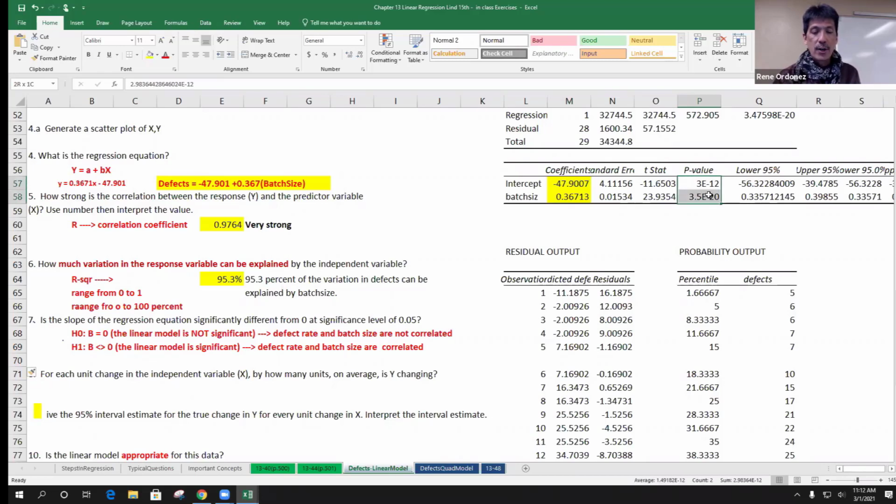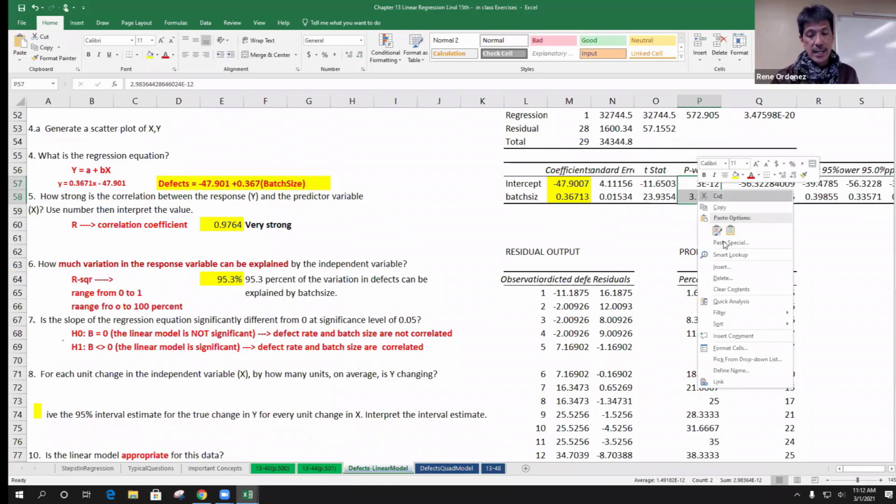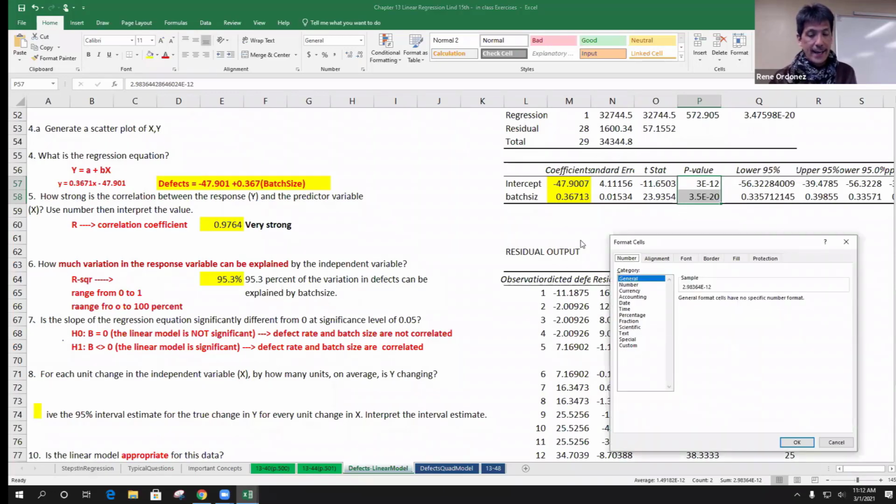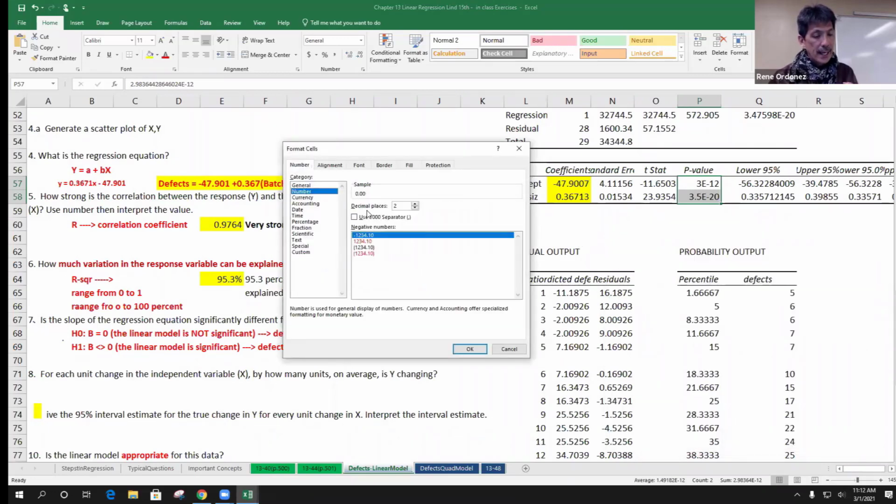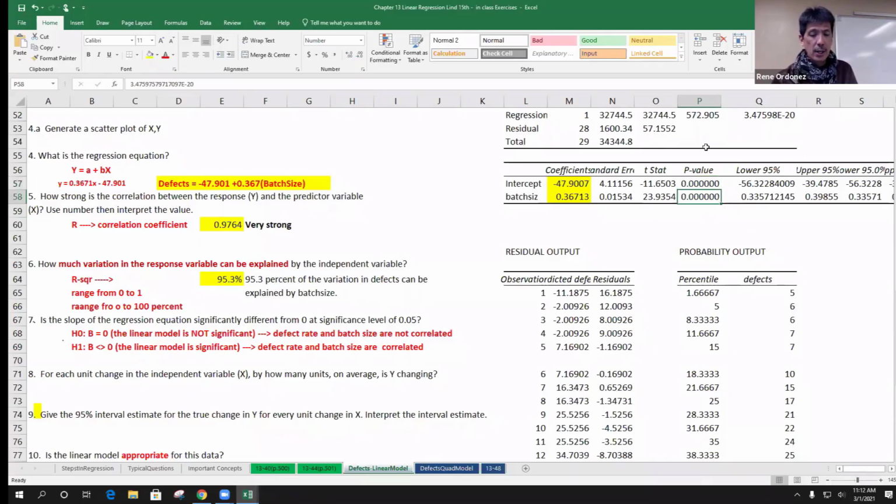If you want to convert this into decimals, you can highlight those cells, select format cells, then select number and change the decimal places. In this case, you'll have 20 zeros before you get an actual number, so we can just leave it as maybe 6 decimal places. And here you go. Look at the p-value associated with the slope.